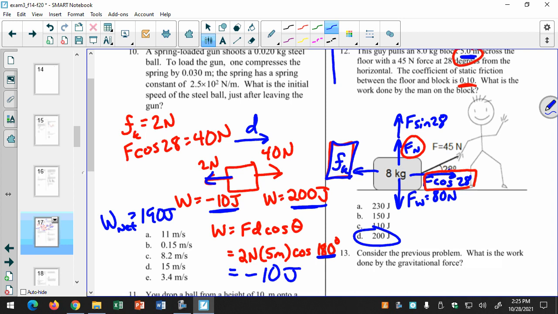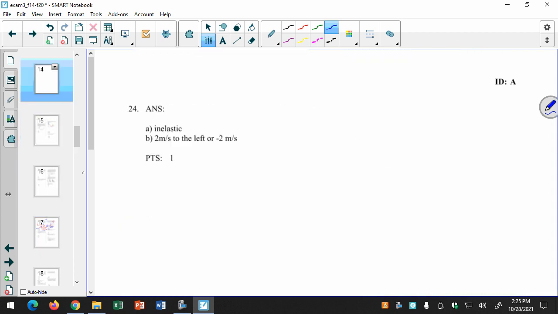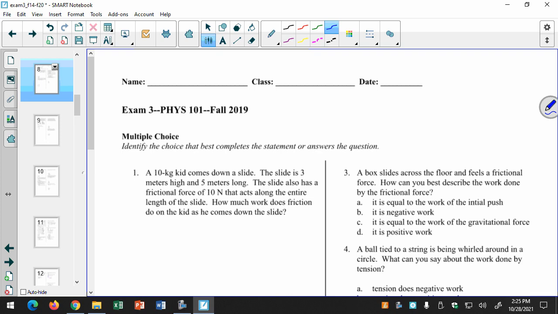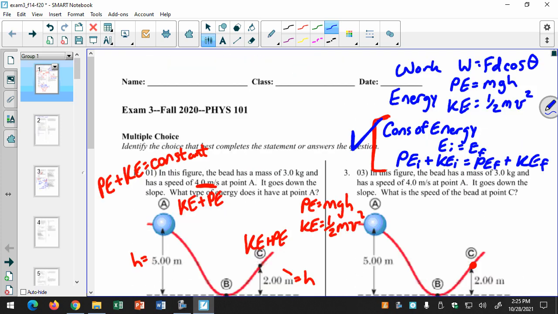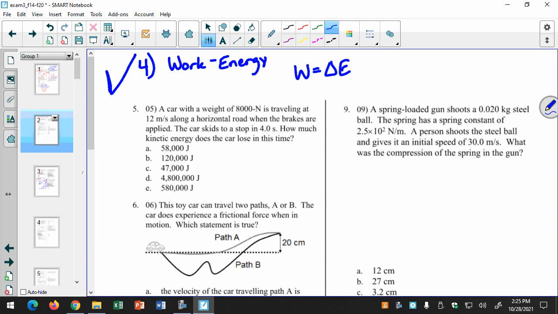Let's look at a similar problem that deals with this. This is in these categories of problems that we were looking at. This is this fourth category, the work energy problem.